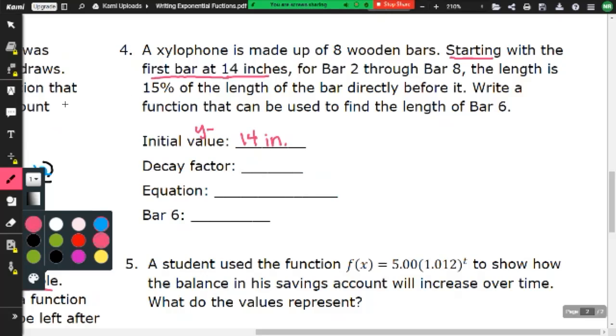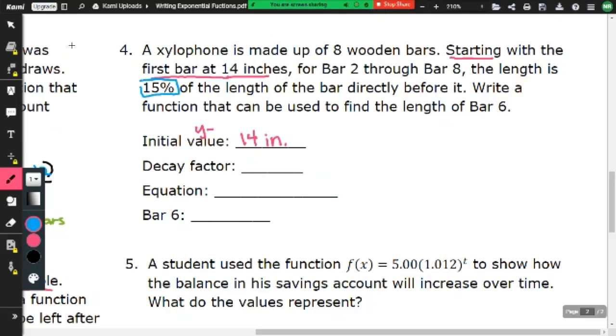All right, next it says for bars 2 through bar 8, the length is 15%. It has a percent symbol, so what is that describing? The rate. My rate is 15%. But once again, your rate is not your factor. What do I do to the rate? I convert it back to a decimal. So take that percent, 1, 2. So as a decimal, 15% is 0.15.